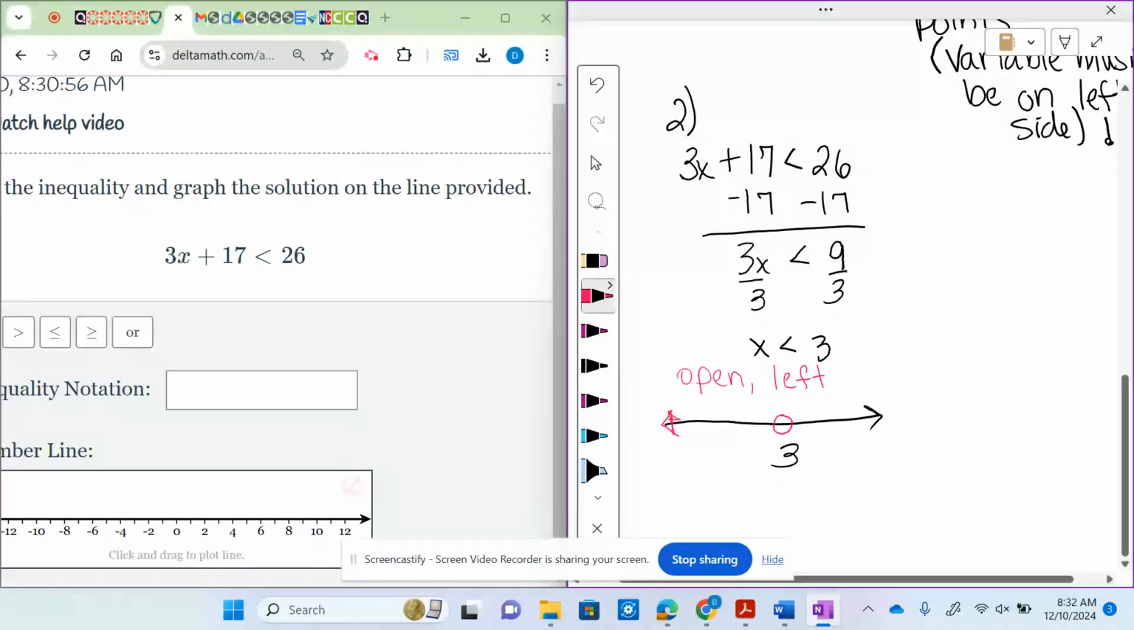I don't know why that shading just doesn't want to stay. Ugh. There, shade to the left.